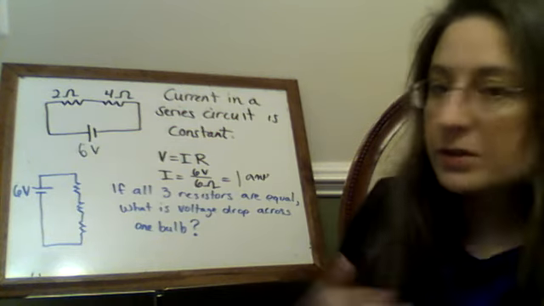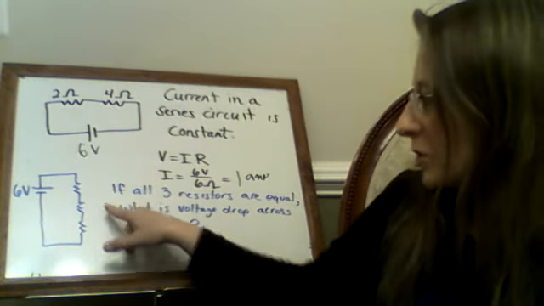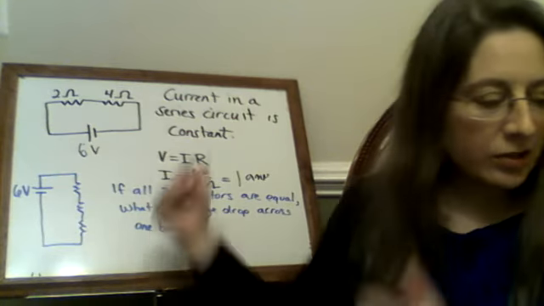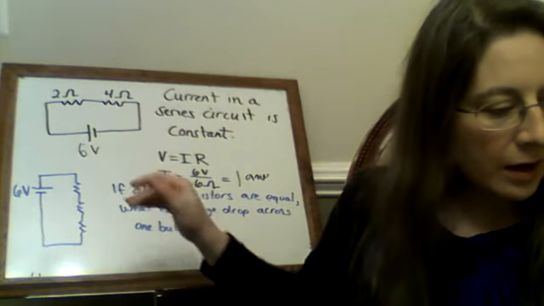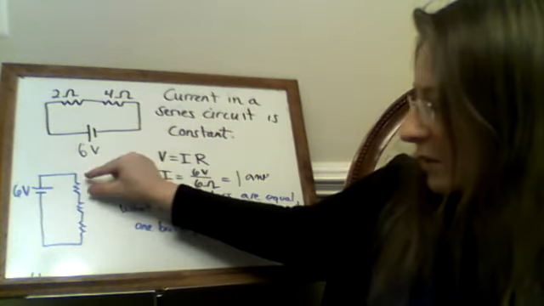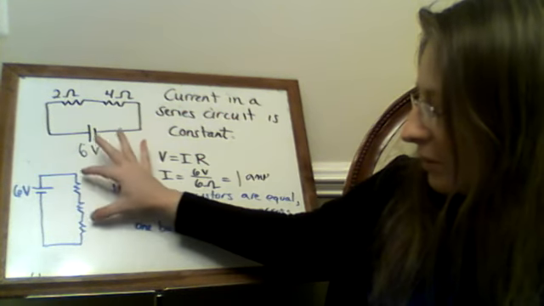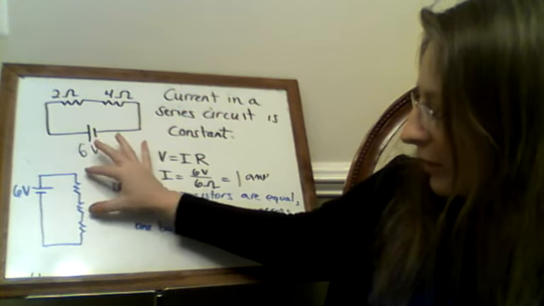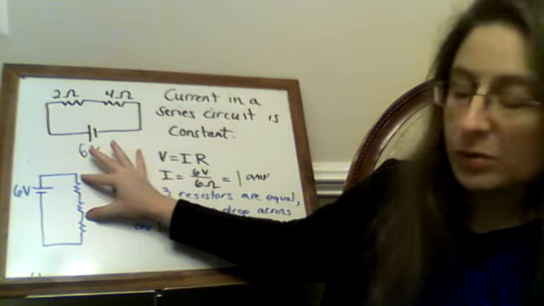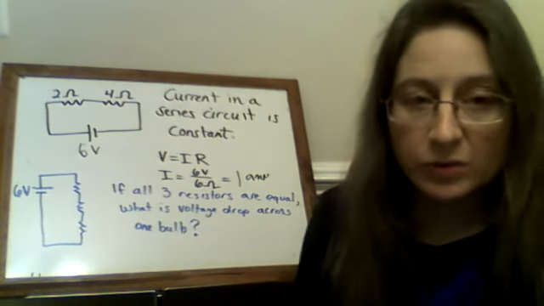And hopefully you said that the voltage drop will be 2 volts across each resistor. So if I tested the voltage across 1, I should find the voltage drop to be 2 volts. If I put my voltmeter across 2, I should find the voltage drop to be 4 volts. And across all 3 should be 6 volts, just like the battery.